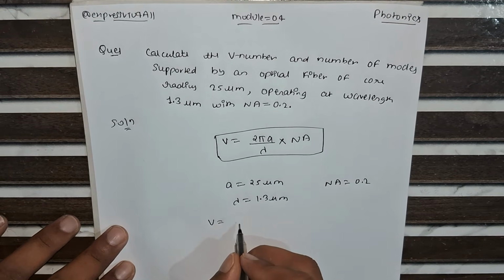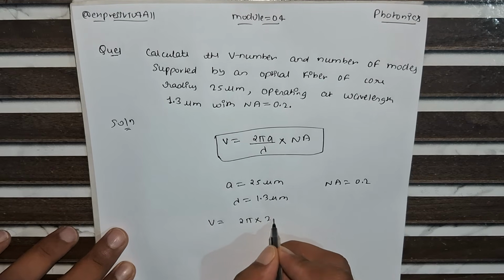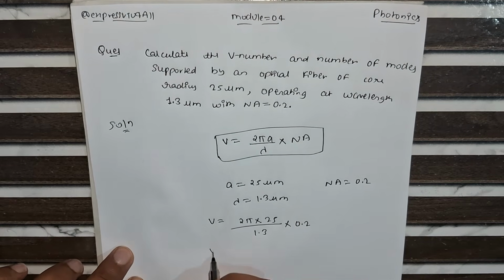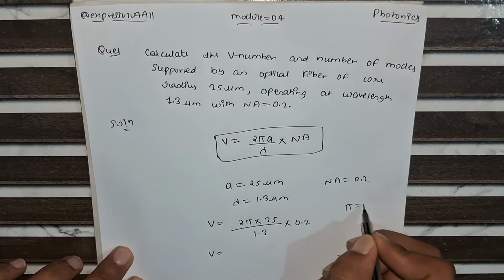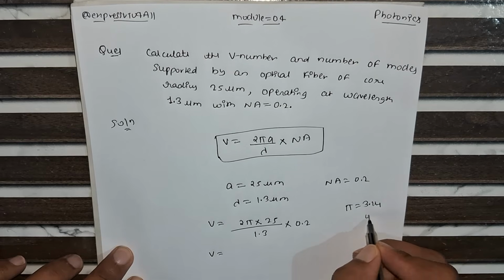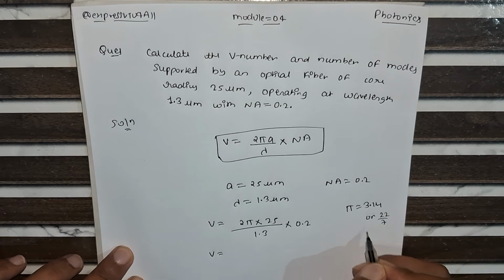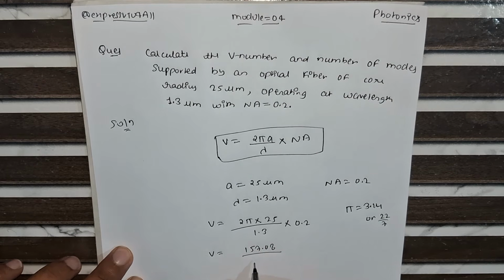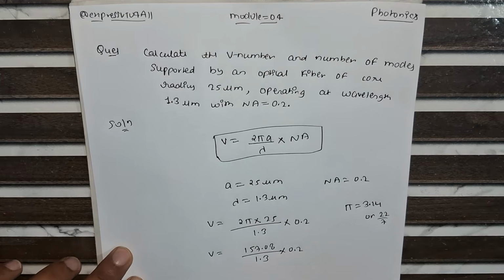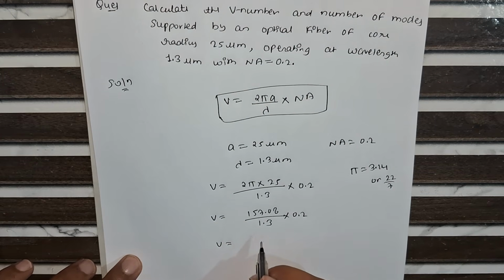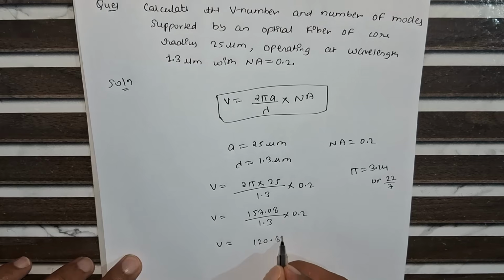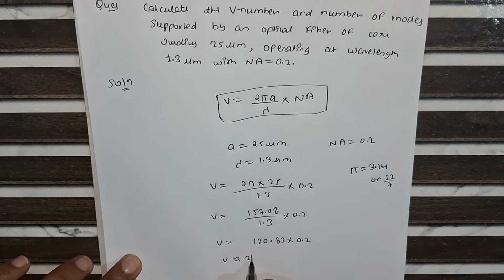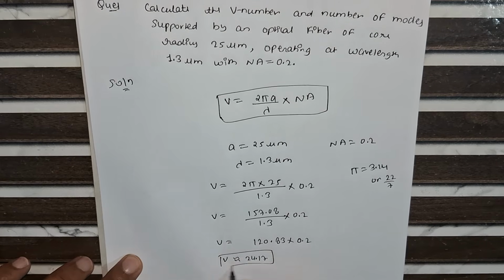So V equals 2 pi into 25, divided by lambda 1.3, into numerical aperture 0.2. When you multiply, pi is nothing but 3.14, or you can consider it as 22 by 7. So now when you put it in, you will get 157.08 divided by 1.3 into 0.2. When you further solve it, you will get 120.83 multiplied by 0.2. So our V number is nearly equal to 24.17. So this is nothing but the V number.